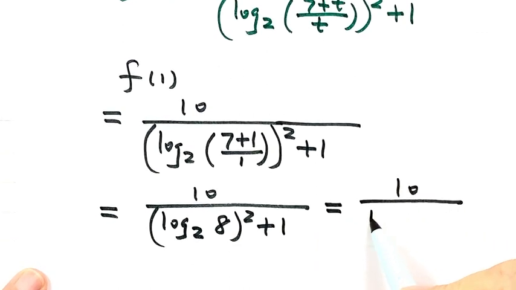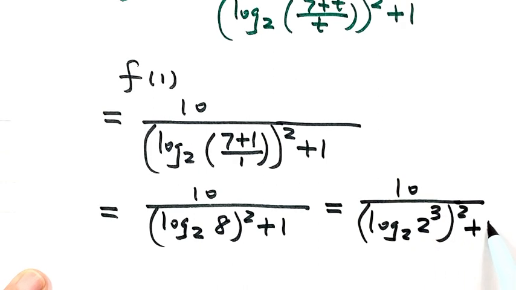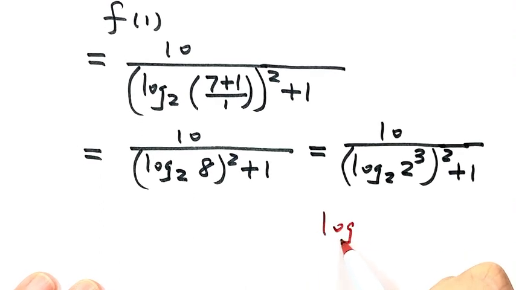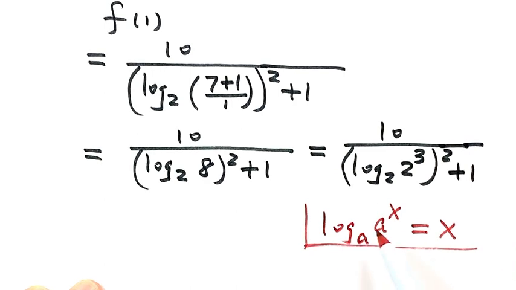Then for here on the bottom, so 8 we can put as 2 to the third, then squared plus 1. Then based on this property, that's log base a of a to the power x, when the two bases are same, then just equals x. So that's why here see the two bases are same. So this log just equals 3.